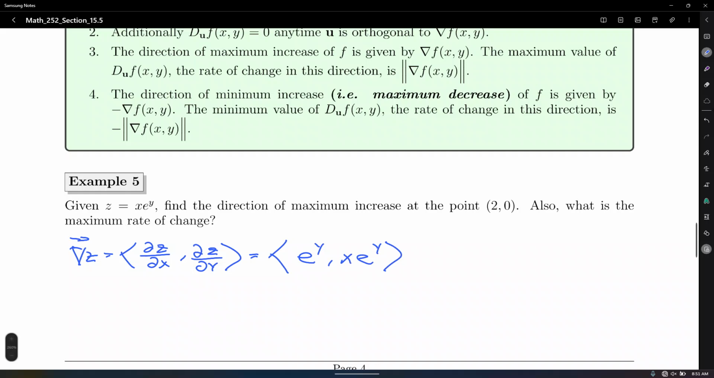So let's evaluate the gradient at the point (2, 0). That is e to the 0, comma, 2 e to the 0. What is that going to give us? e to the 0 is 1, and 2 e to the 0 is 2 times 1, which equals 2.